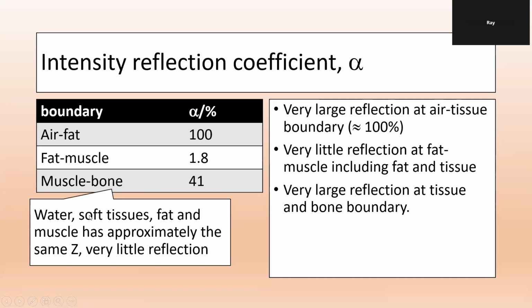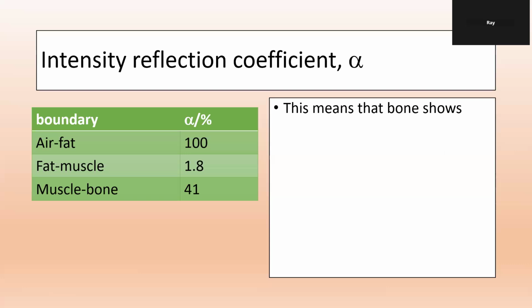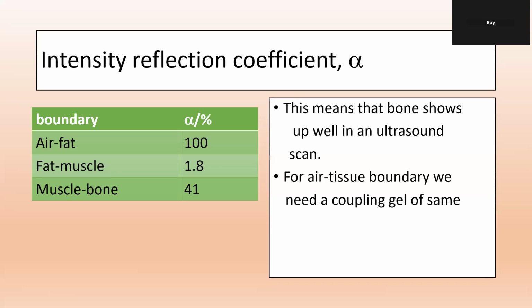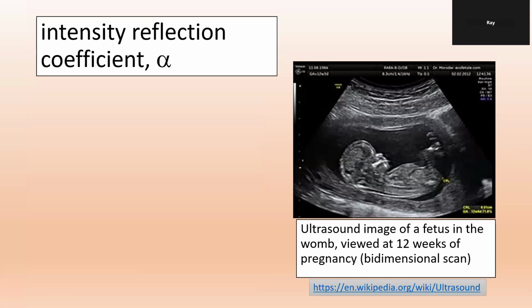So water, soft tissue, fat, and muscle are under here. They have approximately the same Z, very little reflection. This means that bone shows up well in ultrasound scan. Air tissue boundary, we need a coupling gel of the same impedance as the skin to ensure 100% transmission. Right? Ultrasound image of fetus in the womb, view at 12 weeks of pregnancy.